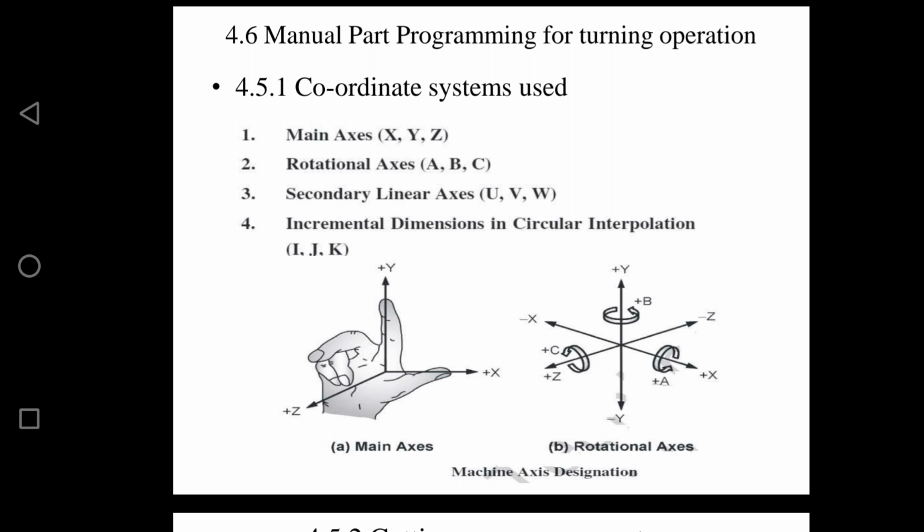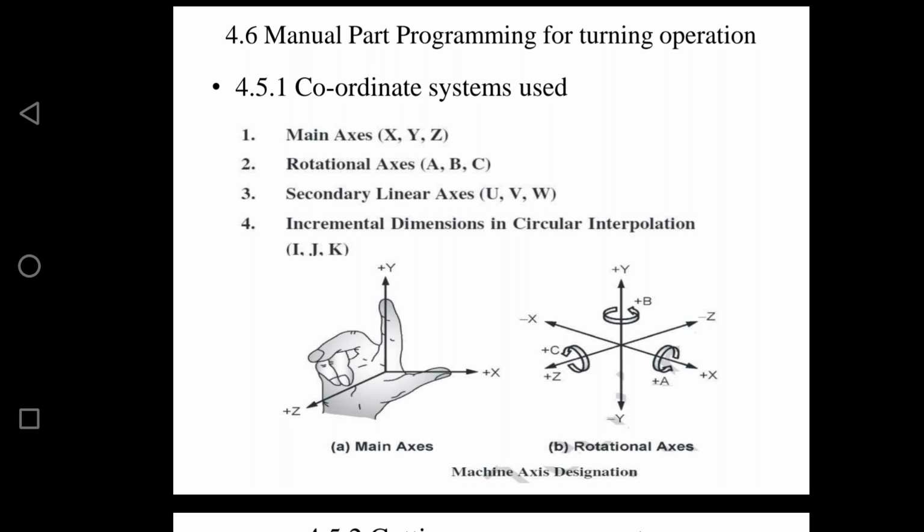What are main axes? The nomenclature of the three main axes, X, Y, and Z, is based on the right hand rule, involving the thumb, index finger, and middle finger of the right hand. As per the right hand rule, your thumb is along the positive X direction, your index finger is along the positive Y direction, and your middle finger is along the positive Z direction, as shown in the figure. Those are the main axes X, Y, and Z.